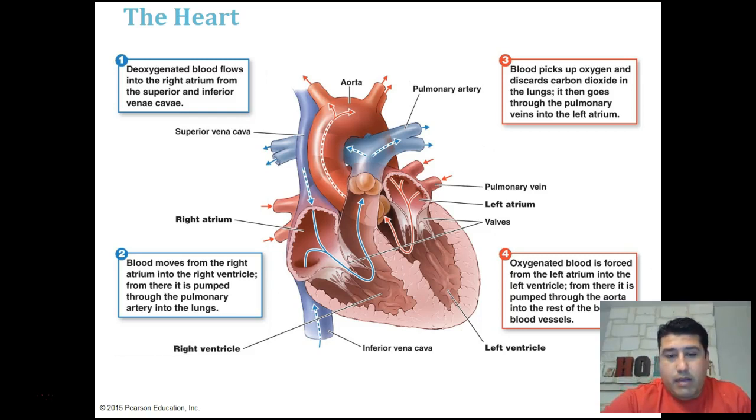Okay. All right. And then also dumping into the right atrium is blood from the heart itself, and I'll explain that process in a second. So all of the blood that's dumping into the right atrium is deoxygenated. The oxygen has already been stripped by all the tissues that needed oxygen.